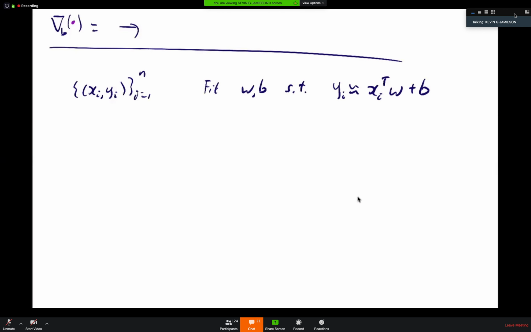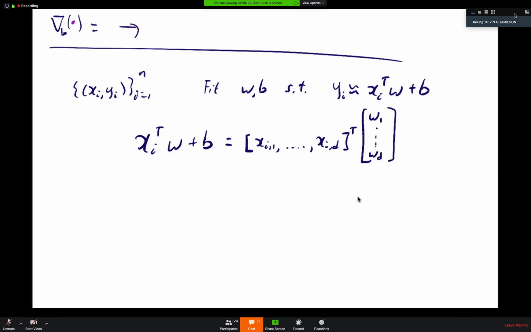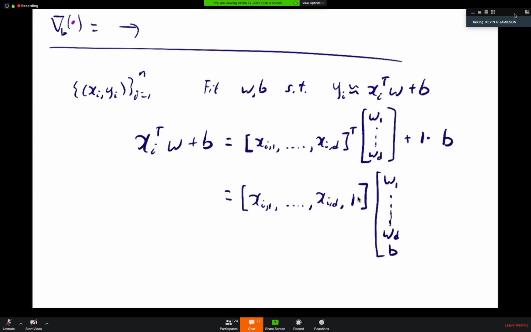Now, another way of thinking about this: x_i transpose w is really just x_i1 through x_id, times w_1 through w_d, plus b. But then I can write this in a funny way. I can also think of b as 1 times b. And so I can write this as x_i1 through x_id, 1, times w_1 through w_d, and then b, like that.